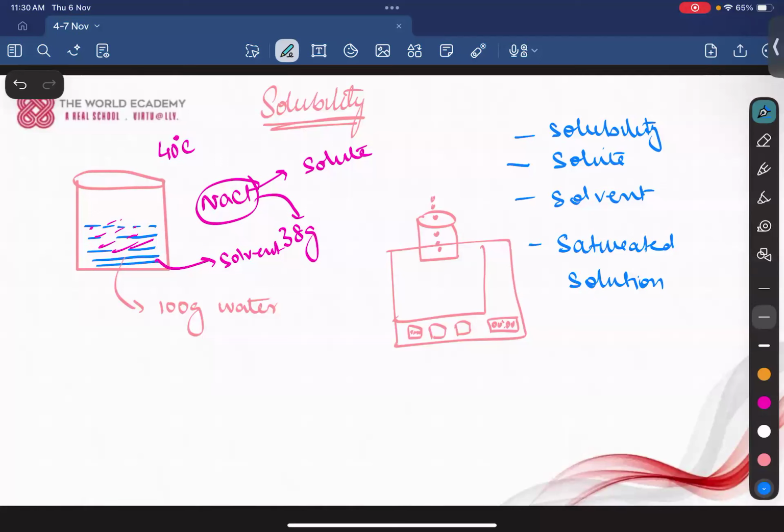Solubility is the process where solute is dissolving in solvent at a specific temperature and forms a saturated solution. What do you mean by solute? The salt which is dissolving is known as solute. What is solvent? The salt is going to dissolve in water, so water is known as solvent. What is saturated solution? The further addition of solute is not going to dissolve in the solvent. So that particular solution is known as saturated solution. So we have learned these terms.